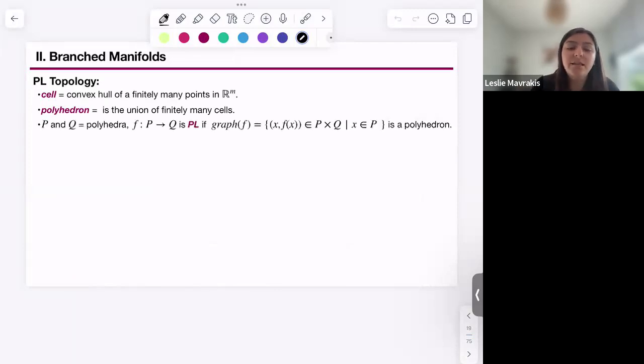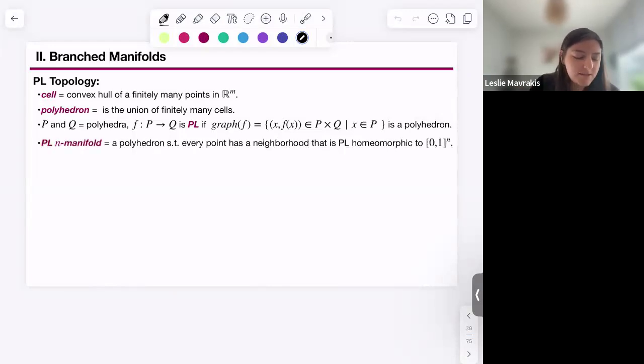And then if I have two polyhedra and I have a map between them, we say that that map is piecewise linear if the graph of that map is a polyhedron. Now, this is a very non-intuitive definition. I wanted to give you a concrete definition. It felt weird not to, but really your intuition of what a piecewise linear map is from, say, calculus is sufficient. So that's really what I want you to think of. But I did want to give a concrete definition.